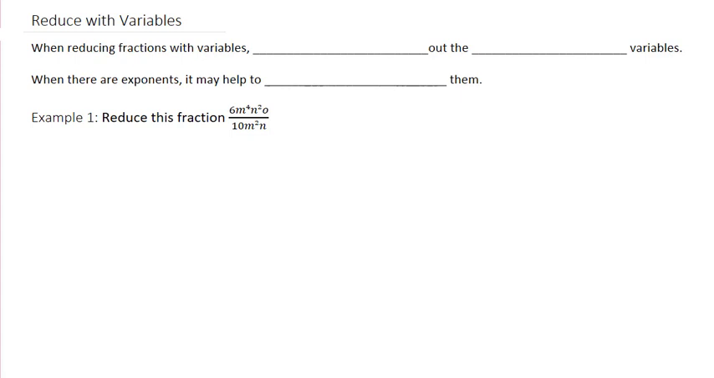Reduce with variables. When reducing fractions with variables, we will divide out the common variables. And when there are exponents, it may help to expand them. So let's go ahead and look at example 1 to get a better understanding of this.